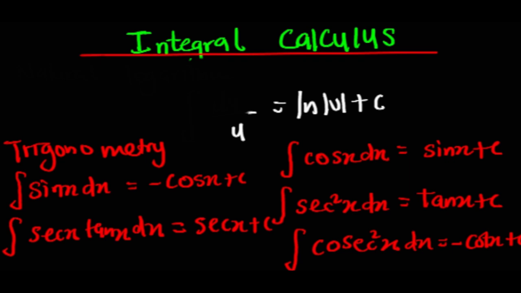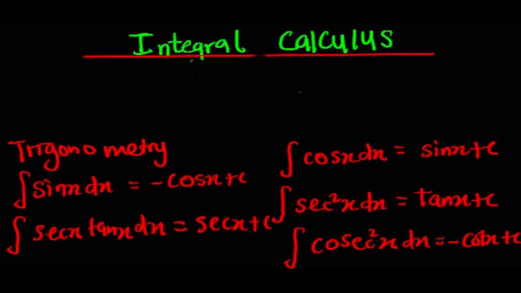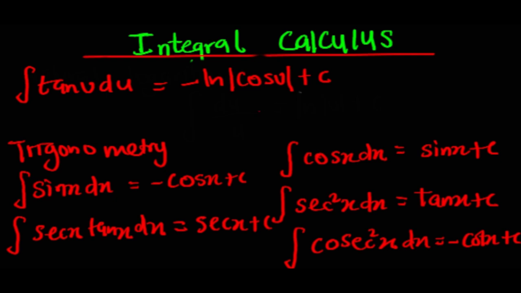So the next one I'm having is that whenever you're asked to integrate the integral of tan u du, you're going to have this to be minus ln cos u plus c. Now the reason I use u here is that it doesn't mean that this has to be x every time. It can be any variable. You understand what I'm saying now? Any alphabet you want to use, you can choose to use p, you can choose to use d.